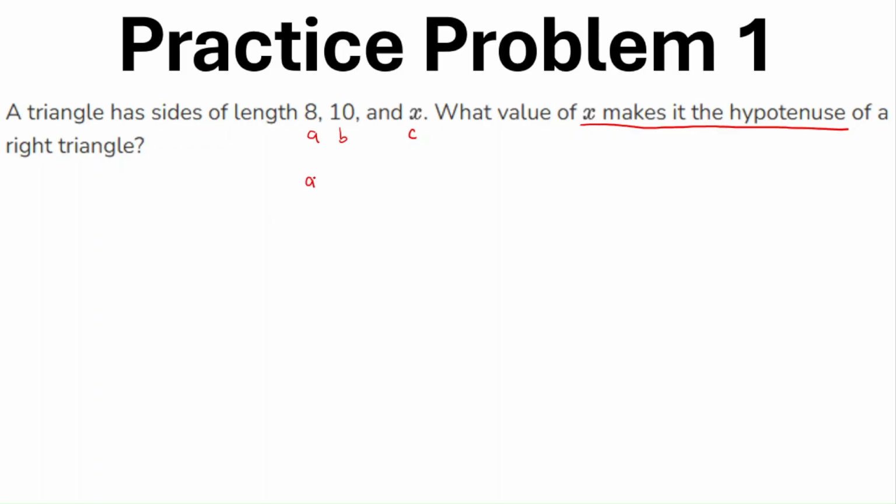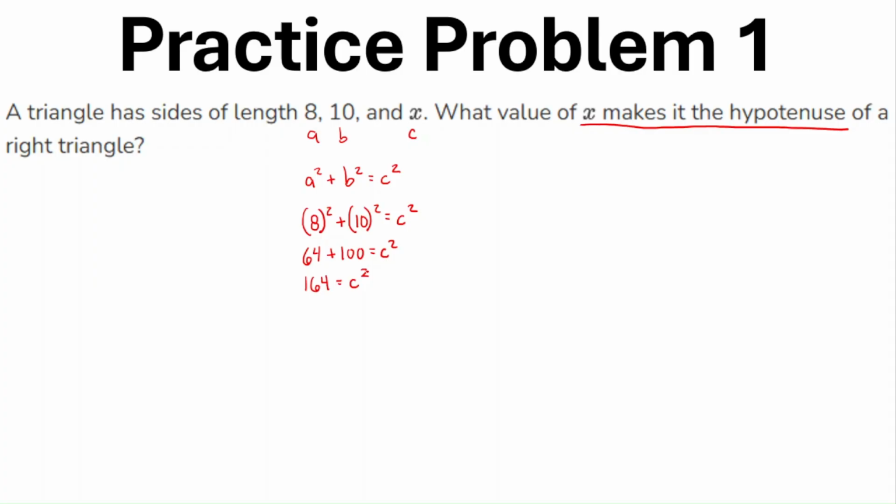So now we have our Pythagorean theorem, a squared plus b squared equals c squared. This is going to become 8 squared plus 10 squared equals c squared. 8 times 8 is 64. 10 times 10 is 100. And 64 plus 100 is 164.